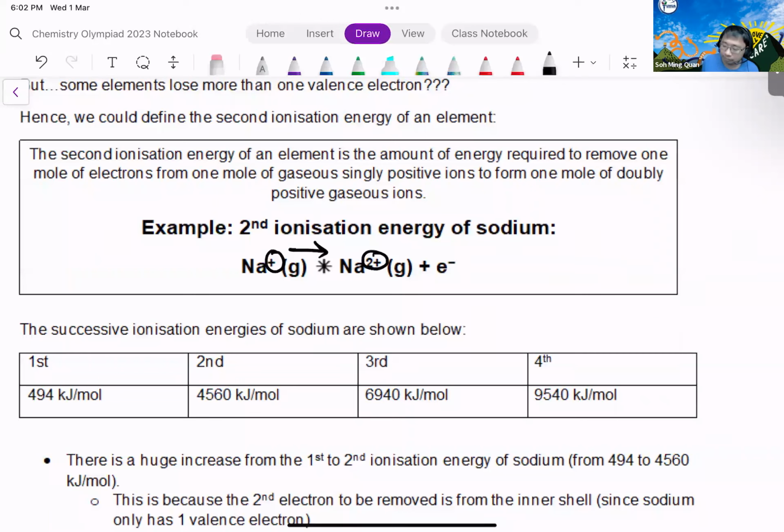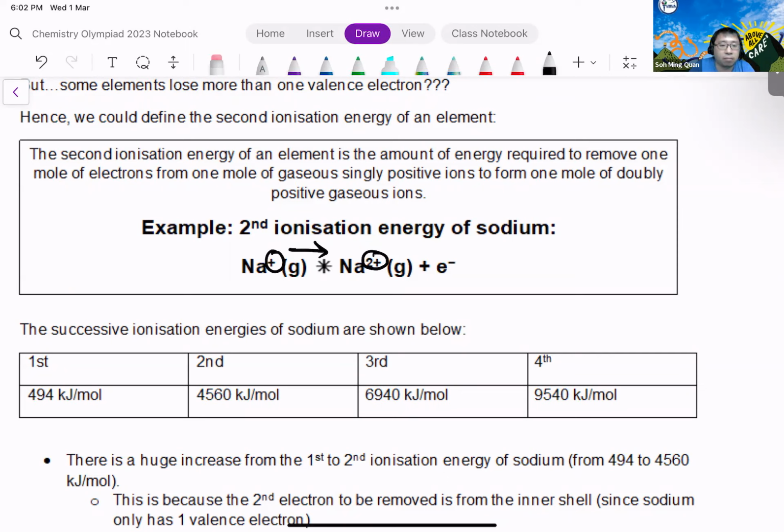You want to remove the second electron. Okay, please pardon me. It's supposed to be an arrow. I have no idea why OneNote has converted it into this star thing. Okay, it's an arrow on your notes as well. So the second IE is the energy required to remove the second electron.